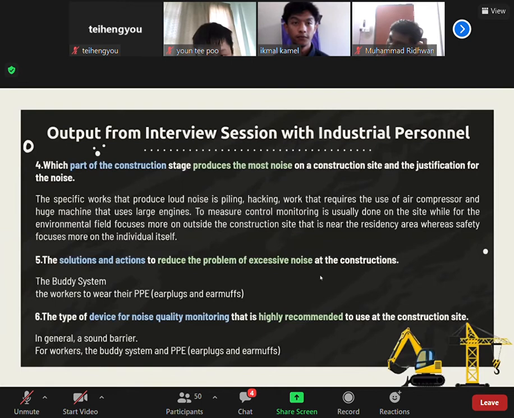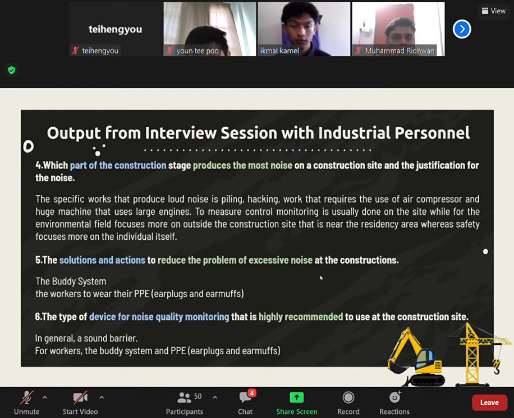So the next question we ask is which part of the construction stage produce the most noise? And the specification works that produce a lot of noise is piling and hacking work that require the use of air compressor and a huge machine. So to measure the control, monitoring is usually done on the site, while for the environmental field, focus more on the outside construction site that is near to the residency area.